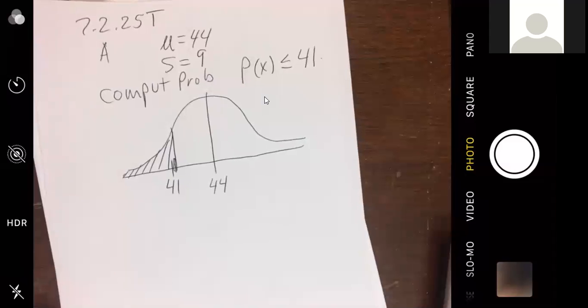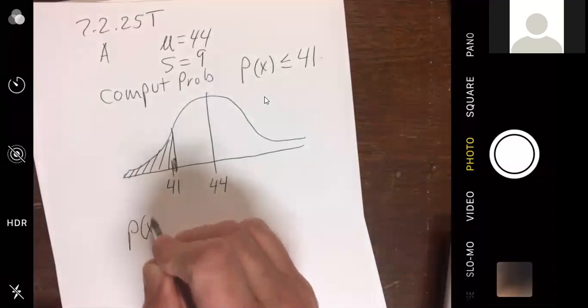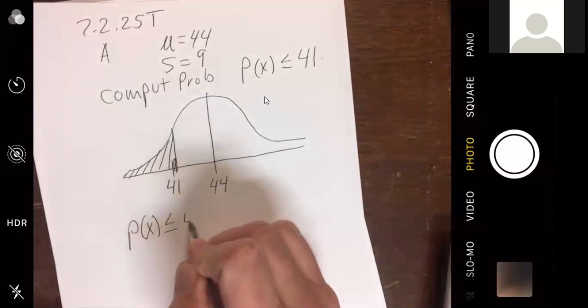Yes, please. So yeah, I don't have your screen in front of me. They probably gave you some choices. Yeah, they gave some choices. And then the same question says, P(x) is less than or equal to 41, and they say round to 4 decimal places as needed.